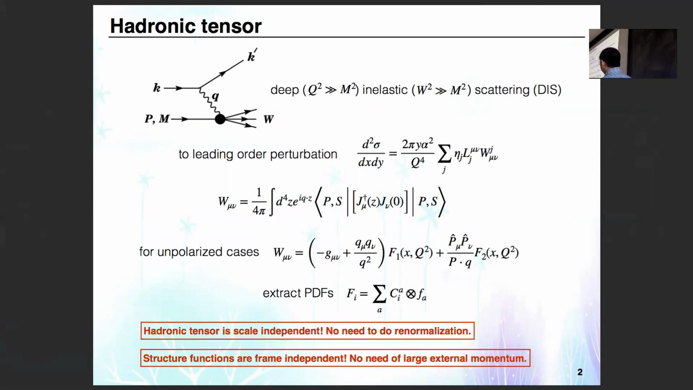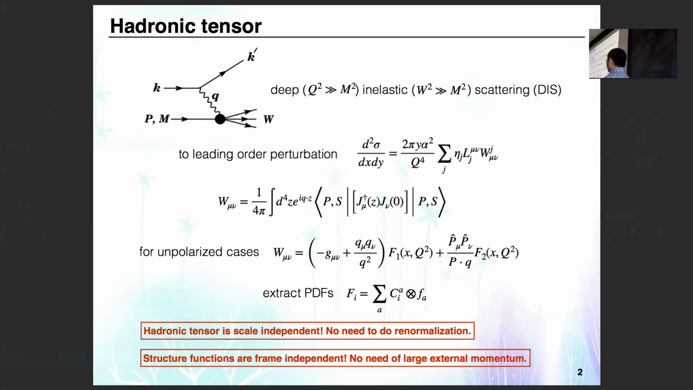For the unpolarized case, the hadronic tensor can be further decomposed into the structure functions F1, F2. And if you want to extract the parton distribution functions, you can use things like this factorization. Now in the lattice community, many efforts have been made to calculate parton distribution functions.